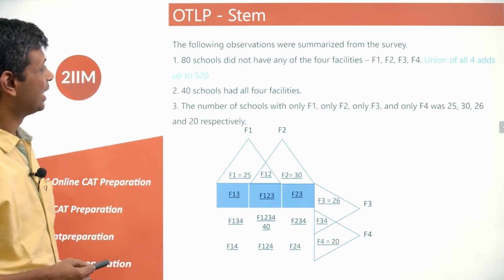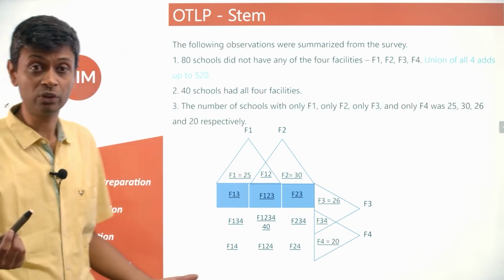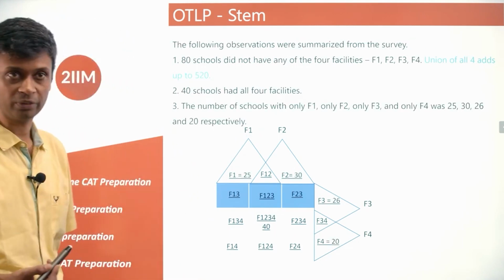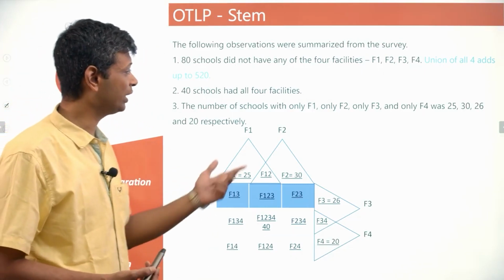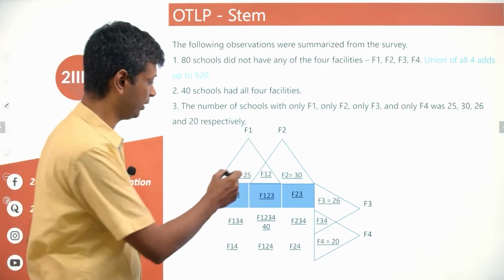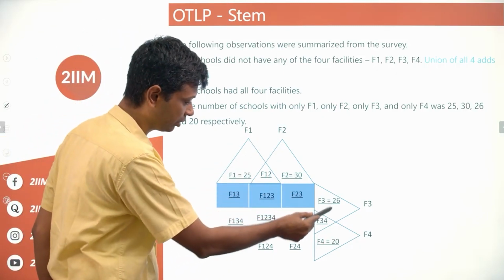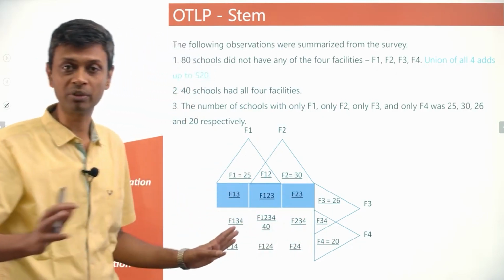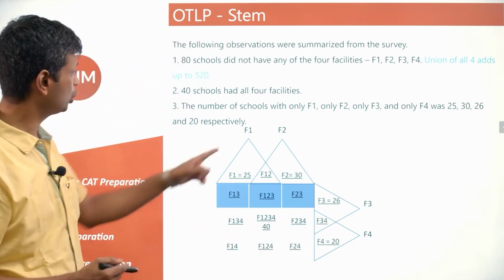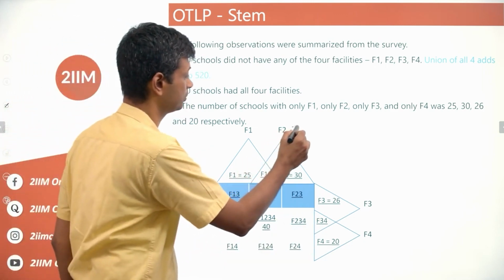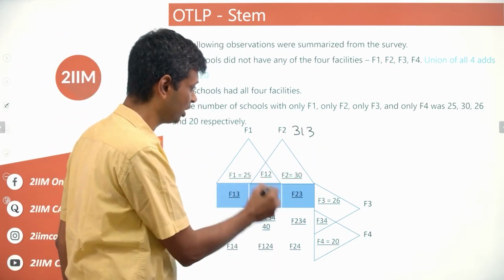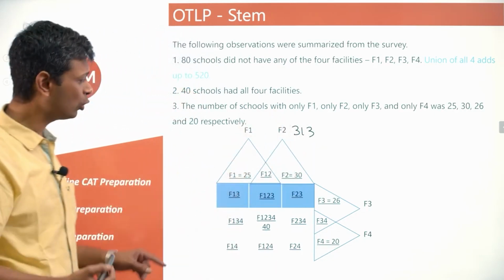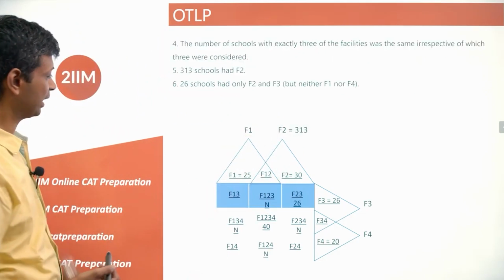Fine. So the total number 80 did not have any of the 4. The total number is 520 that we know. 40 had all 4. F1 only, F2 only, F3 only, F4 only are 25, 30, 26, 20. These numbers we have filled in. These we know. F2 totally is 313. That is something to keep in mind. So we might probably add all of this up, equated to 313. Right? We know something more than that. Let's fill that as well.